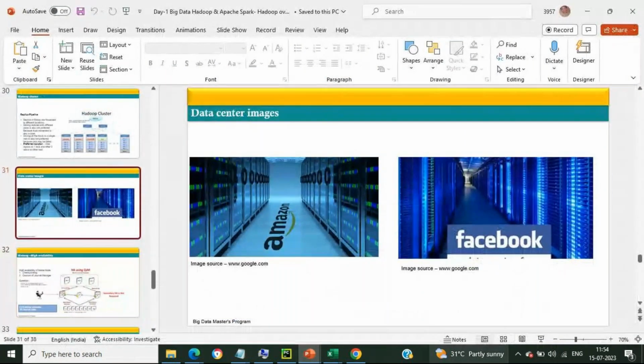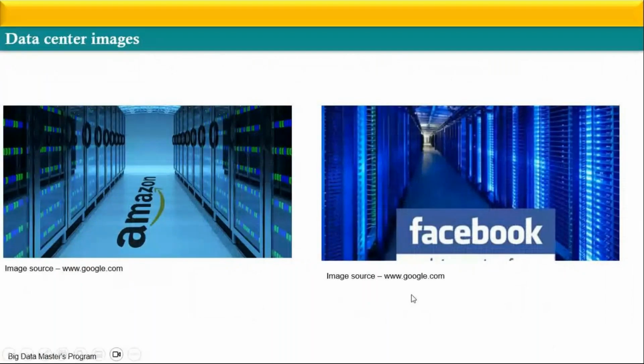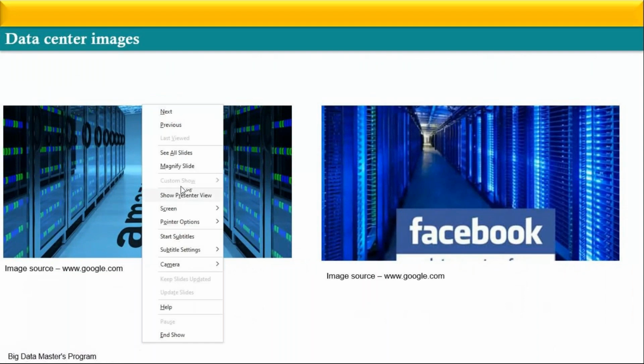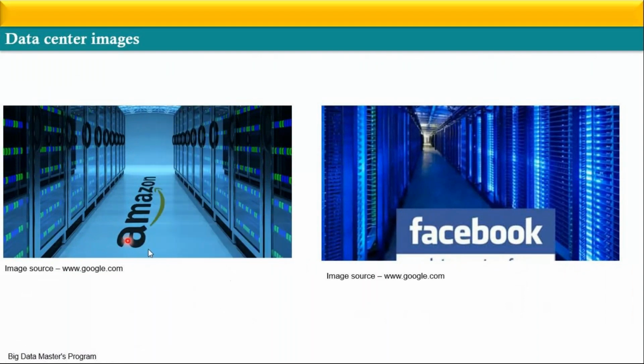So this is a snapshot which I have downloaded from Google. This is the data center from Amazon's side, and these are racks, and different racks are placed. Over here, we are able to see the data center from Facebook, and these are racks, and racks are having data nodes, secondary name node or master name node. That particular stuff is there.